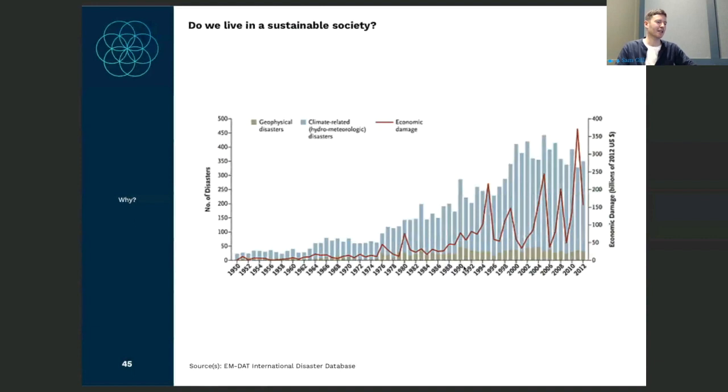Okay, so this is looking then at some of the environmental, climate-related disasters, and I think we probably agree that we can see a pretty clear increasing trend over time. So we've got the brown, which is the bottom one, that's geophysical disasters. The blue, sort of dark blue, is climate-related, and then the economic damage.